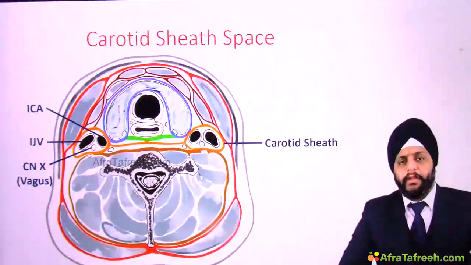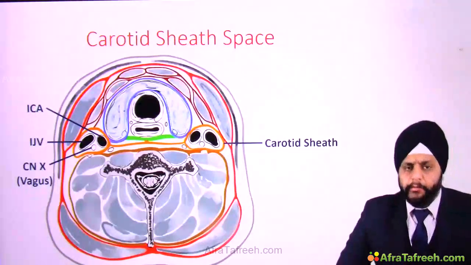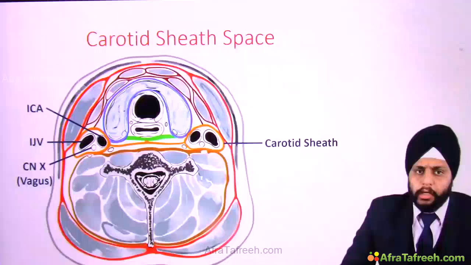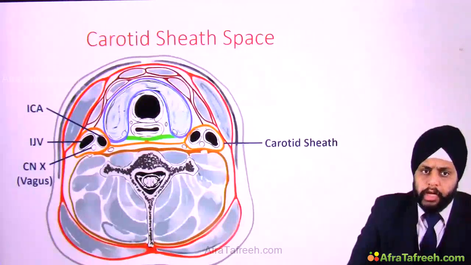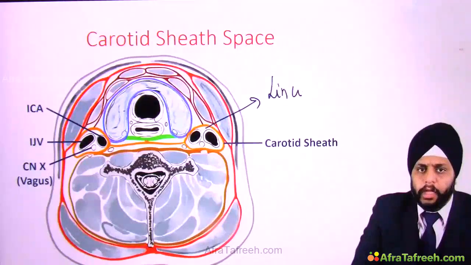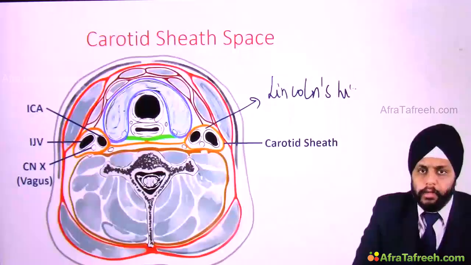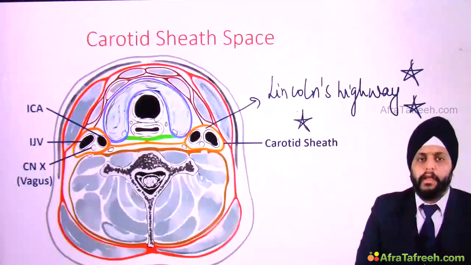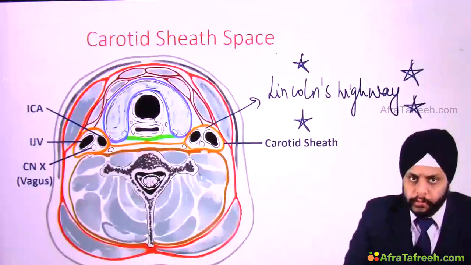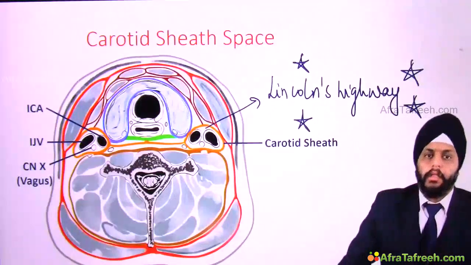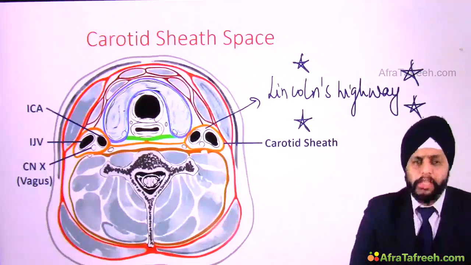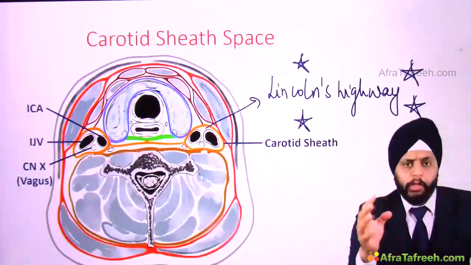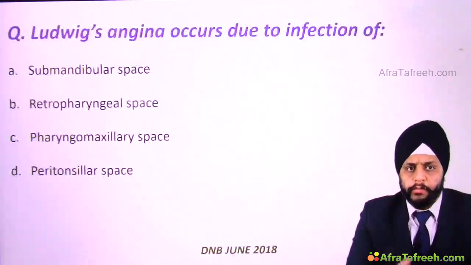Okay. Once again, if an infection enters into the carotid sheath, it will also be taken to the mediastinum and it can cause mediastinitis. In fact, this carotid sheath space acts like a highway. So this is known as Lincoln's highway. So this space is known as Lincoln's highway, the carotid sheath space, right? And this also runs along the entire length of the neck. So these were the different spaces that I wanted to discuss and tell you. Okay, now before we finish, let us discuss a few MCQs.